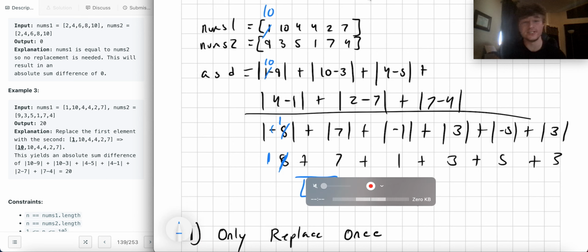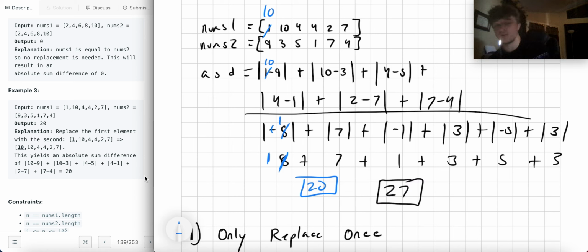So you'll notice just by making that little modification, by replacing this 1 with a 10, why can I replace it with a 10? Well, because it's one of the other elements I can use. I replace it with a 10, I minus 9. 10 minus 9 is 1. Instead of getting negative 8, we get 1. This, instead of being an 8, is a 1, plus 7 gives us 20. And that turns out to be the smallest result that you can get.